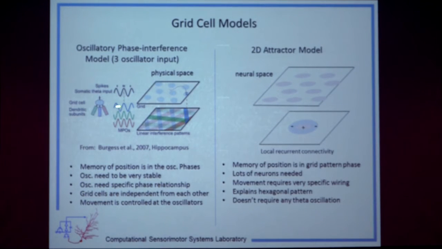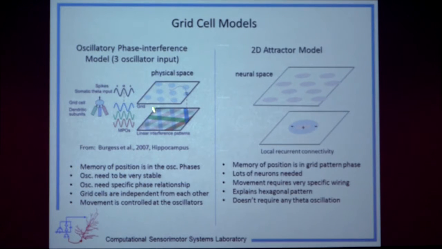And by arranging how these phases shift with respect to velocity and movement, you can make a pattern in the projection of this grid pattern. And what's interesting about this model is you don't have to build a two-dimensional array of neurons, of grid neurons, to have one grid neuron. You can build one if you wanted to. And so it's very efficient in terms of hardware, and that's a very attractive thing.